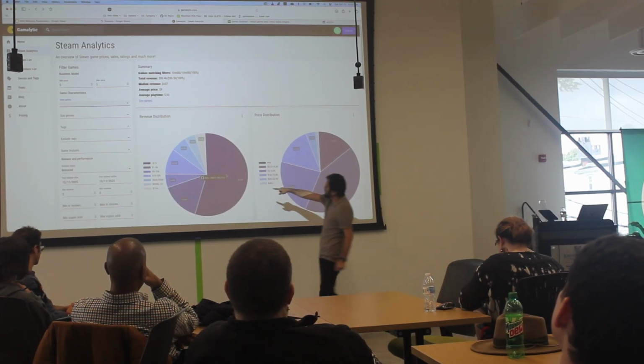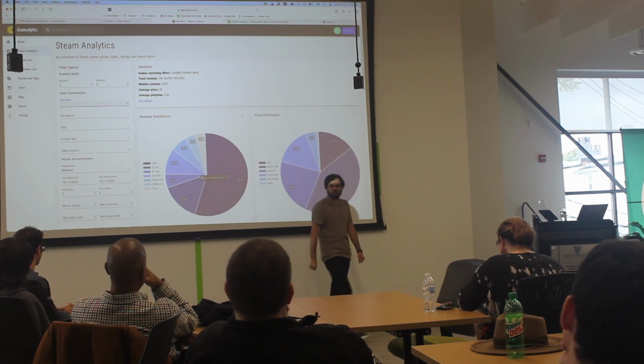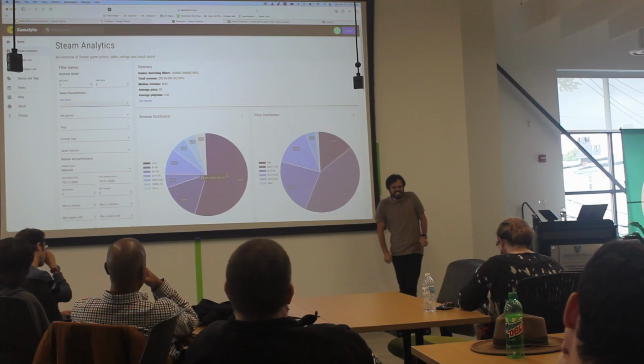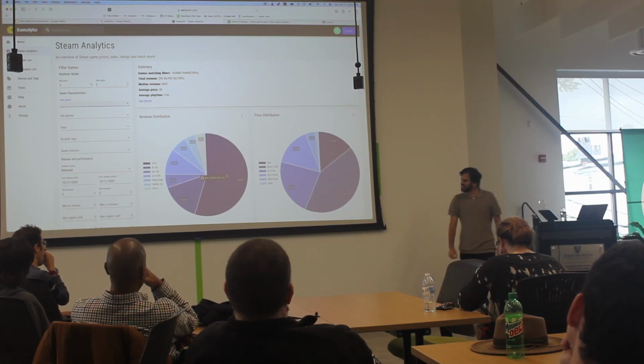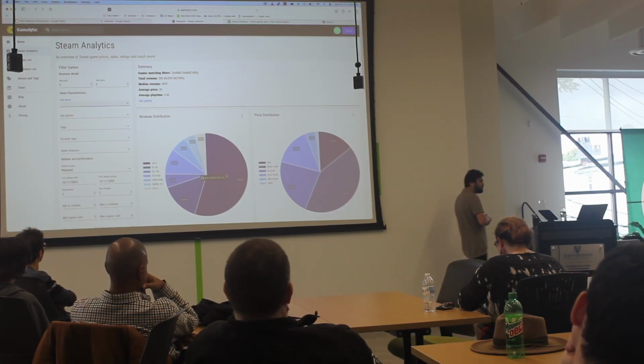Look at this one, the dark blue one. So 55.3% make less than $1,000. That's very, very sobering. Over half of your games that come out do not even make $1,000, right?